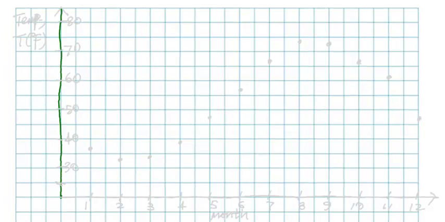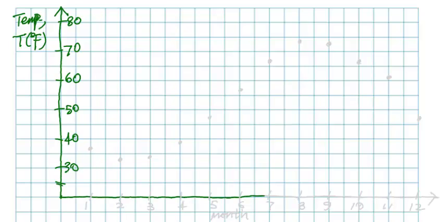We draw a scatter plot to look at the distribution of the data, making sure the distribution resembles the shape of a sinusoid. The vertical axis represents the temperature in degrees Fahrenheit. We put 80, 70 all the way to 30. Notice that there is no data below 30, so we put two lines there to represent the discontinuation.